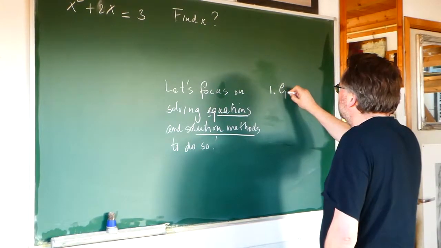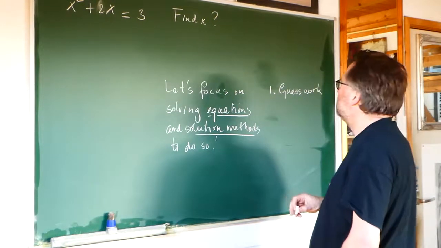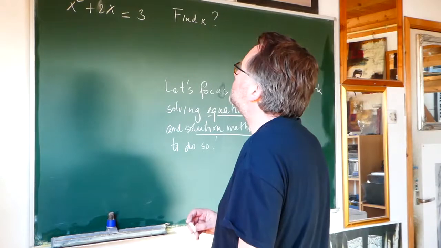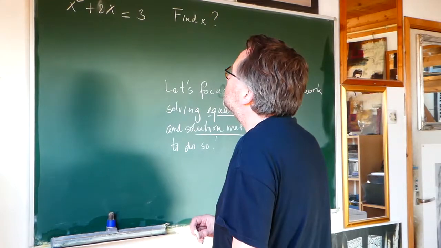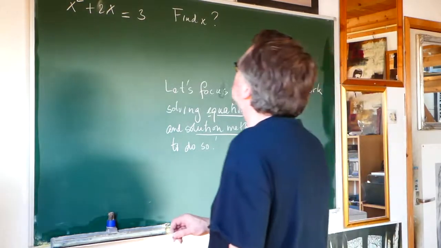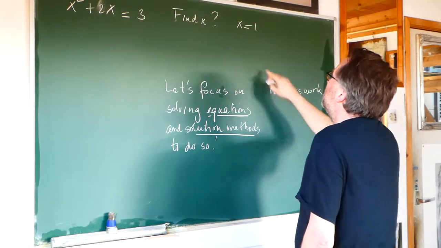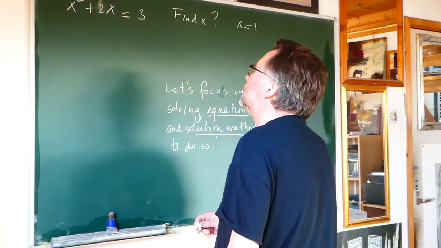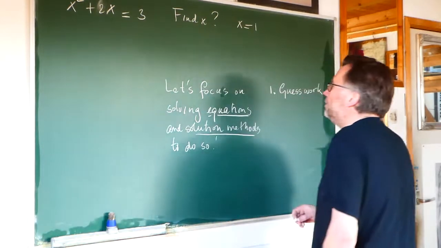Number one, guesswork. Let's try this method. Can we guess a solution? Yeah, 0 is not a solution. 1. 1 squared. 1 is a solution. x is 1. Comes from method 1. It's very nice. There may be more solutions. So what is another method?